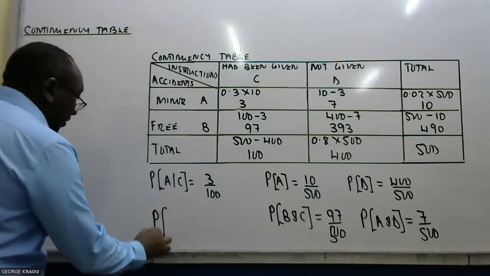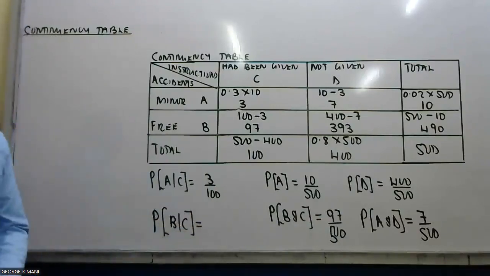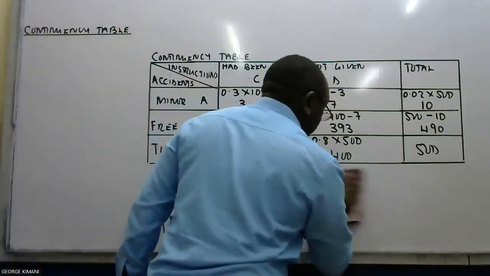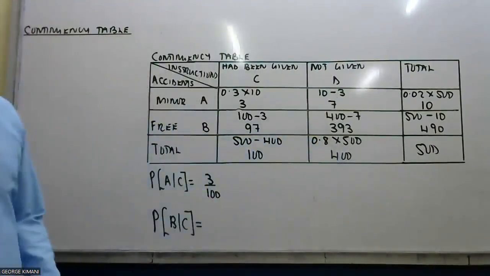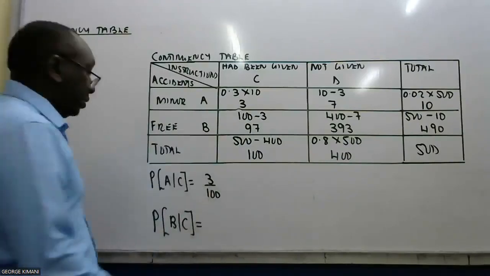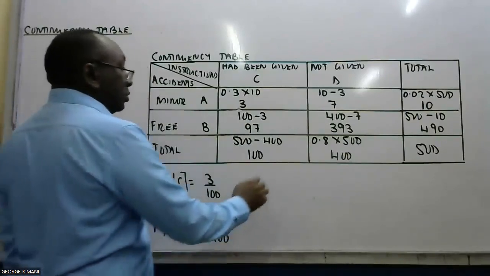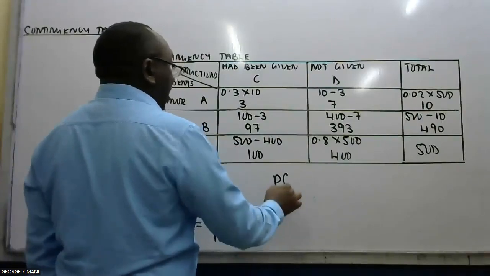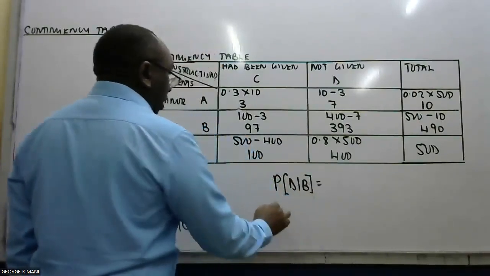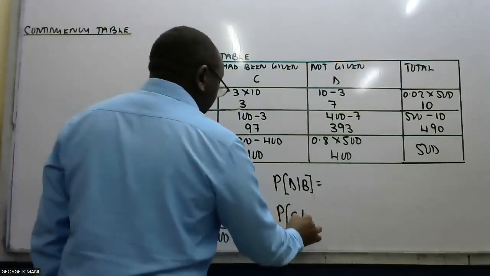If you are told probability of B given C, you give the probability of B when you are given C. You simply run to where there is C and you look for B. It is 97 out of 100. So now tell me the probability of D given B and the probability of C given A.